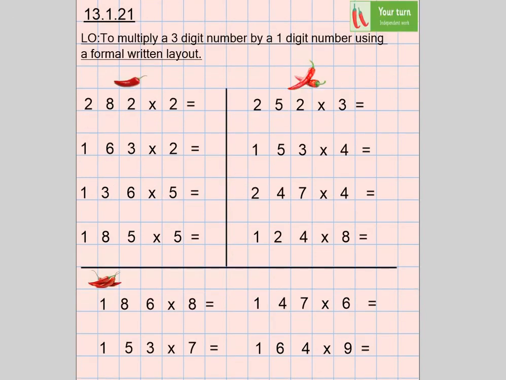Here's part of the main lesson where you're going to be doing in your books. So you can choose chili 1, 2 or 3. You can do all of them, or you can start with chili 2 and push yourself onto chili 3. Remember, it's your choice. Look at the tables that you are using. So chili 1s, 2s and 5s. Chili 2s are looking at 3s, 4s and 8s. And chili 3s are looking at 6s, 7s, 8s and 9s. Pause the video, have a go in your books and then come back for the answers.